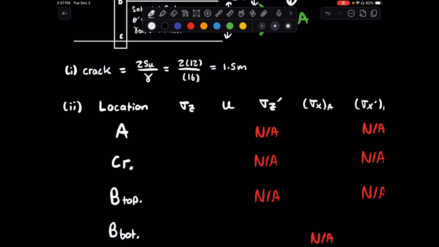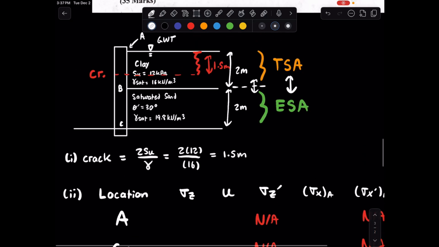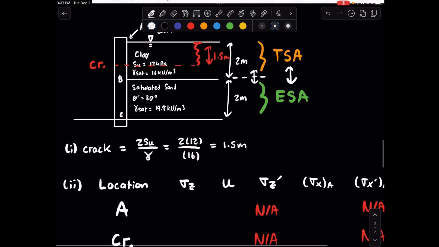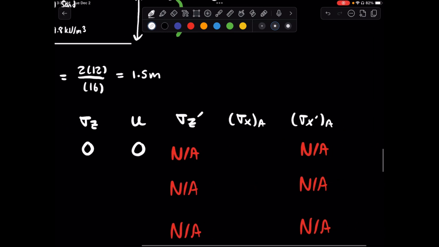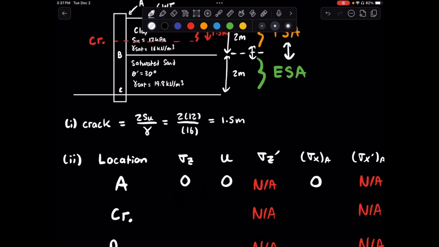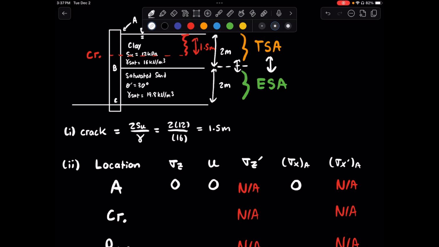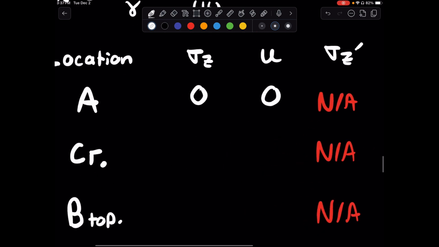So let's start putting things in. Let's start at location A. At location A, we are at the surface. So what's our stress? 0. What's our pore water pressure? 0. Therefore, our horizontal force? 0. At the crack, it's a 1.5 meter crack, and our gamma value is 16. So 1.5 times 16 is equal to 24 kPa.